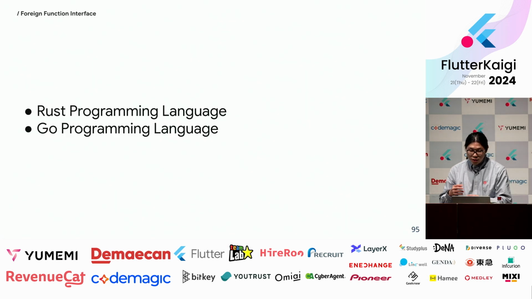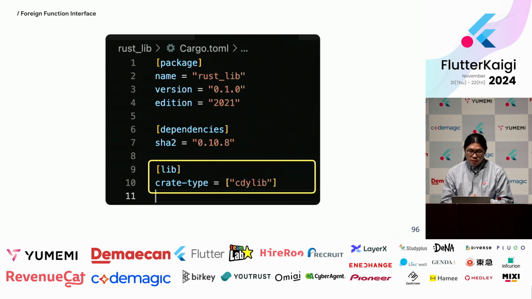In addition, Rust and Go languages support tools and builds for various architectures. You can create libraries using not only C, but also Rust and Go, and apply them to Flutter using FFI. Today, I will show you how to use FFI with the Rust language. To create a C dynamic library with Rust, you need to add the library to the TOML file.